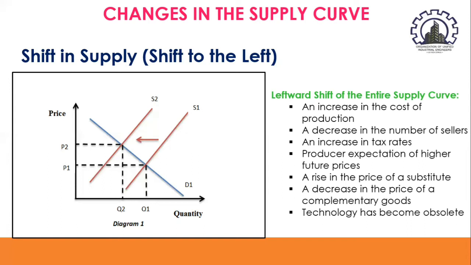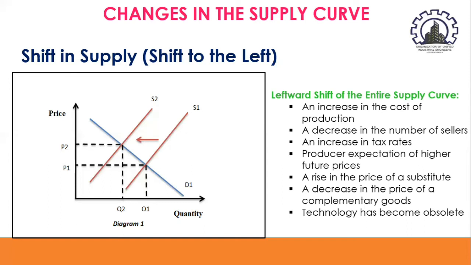And finally, technology has become obsolete. Take note that technology helps the company to be productive. So advanced milking machines cause the supply of milk to increase and shift to the right. However, if your technology is obsolete, outdated, and prone to breaking down, then it will make your supply curve shift to the left, because instead of producing more, you are not able to produce more because of machine maintenance.